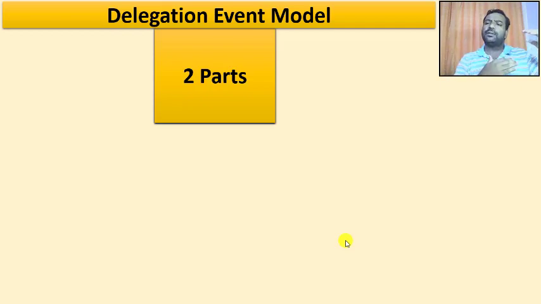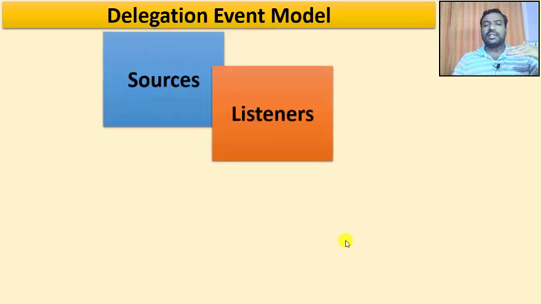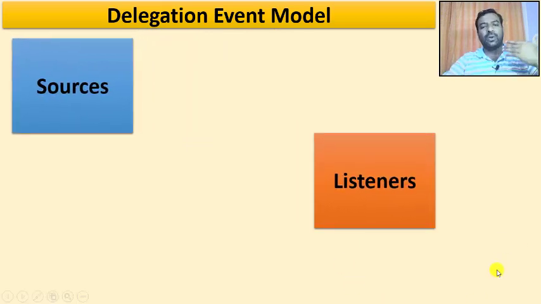The one part is the user interface, where the user can interact, and the other part processes whatever input the user gives. That is what we call the delegation event model, which contains two parts. One part is the classes we have seen in the previous session, and the second part is the listeners we are going to discuss in this session.